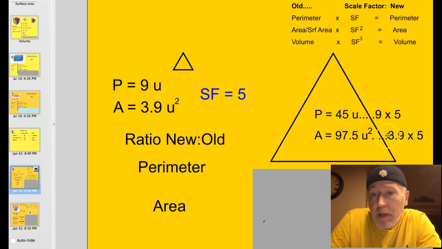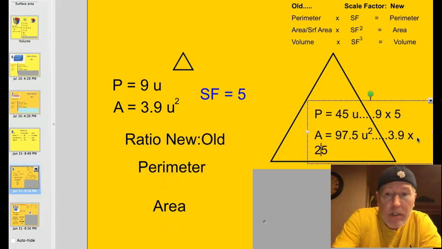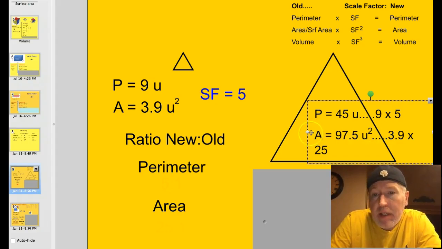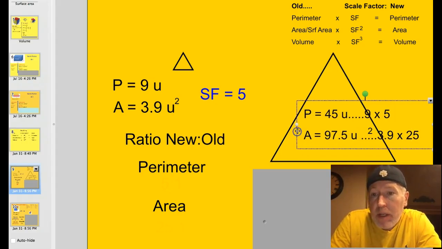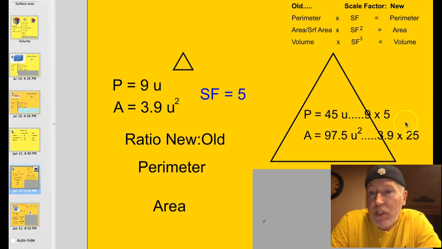All right, the area. Well, the original area was 3.9 units squared. So I took that times 25, because that is really the scale factor squared, and you get 97.5 units squared.